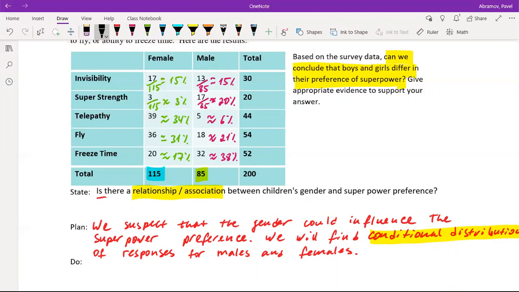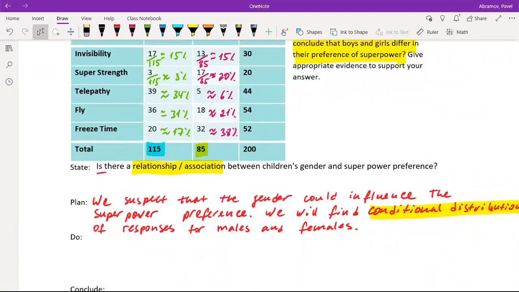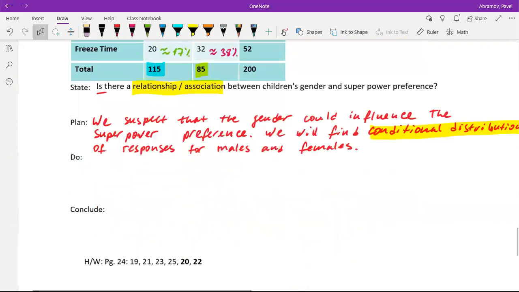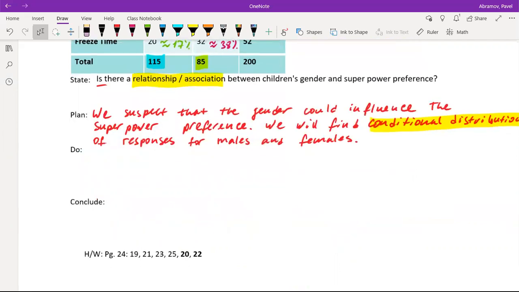So anyway, we have the distribution of the powers based on gender. It's a little bit hard to make any conclusions here, though we do see some things. So let's create a chart or a bar graph for these distributions, and then we can analyze it. In our do part, we already found the conditional distributions, so we can say, table for conditional distributions.